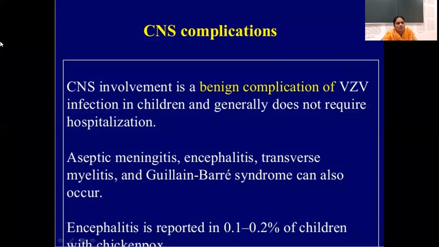Then the CNS complications. These are benign complications of varicella zoster infection in children and generally do not require hospitalization. Aseptic meningitis, encephalitis, transverse myelitis, and GB syndrome can occur. Encephalitis is reported in 0.1 to 0.2% of children with chickenpox. Cerebellar ataxia can also be seen, so it is also a CNS complication.